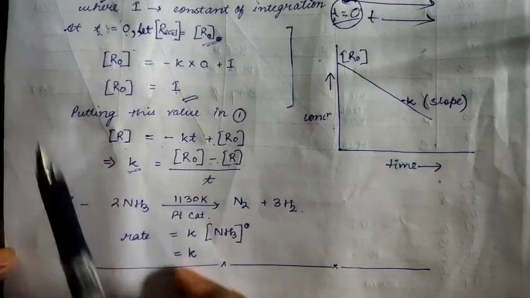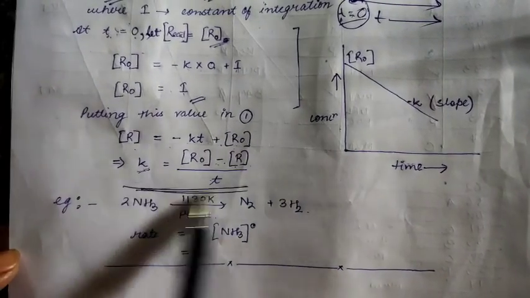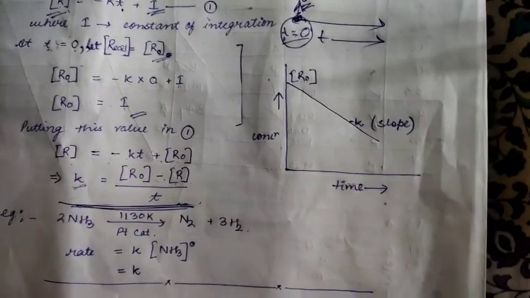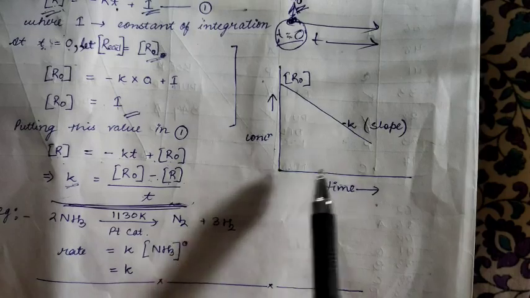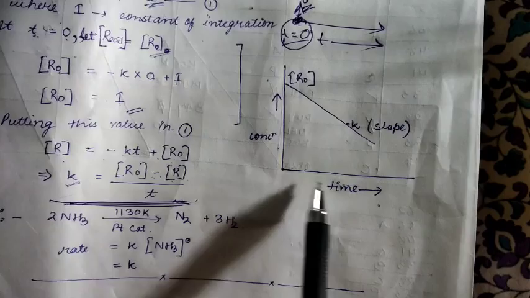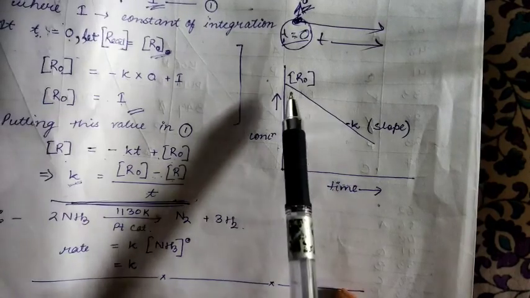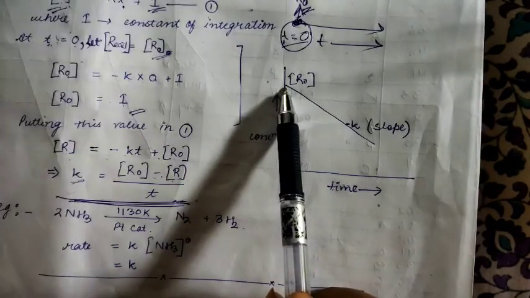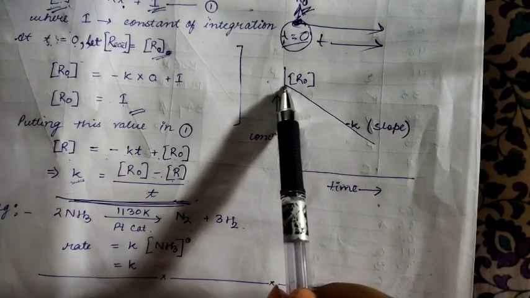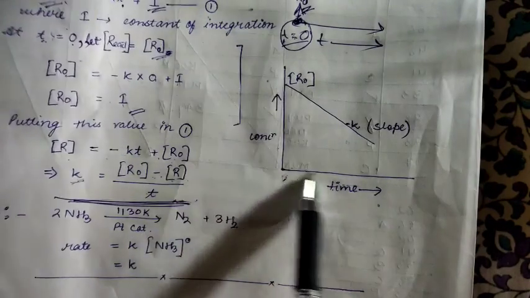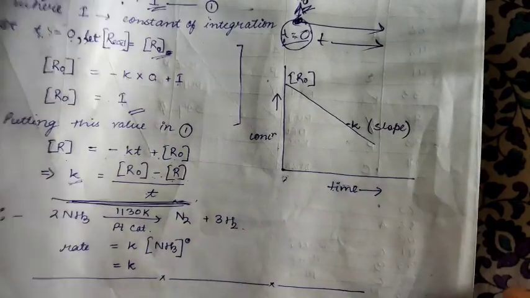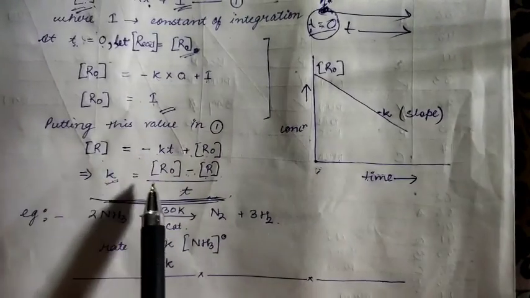Is it clear? So this is the final derivation that we have obtained, and as you can see in the graph, concentration versus time is given, and you know that the initial concentration was R0, and time was t. At 0 all the reactants were present, but as time progresses, the concentration will decrease and the slope obtained is minus K, if we plot this.